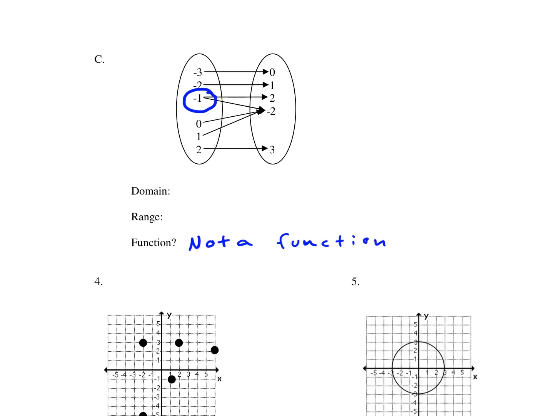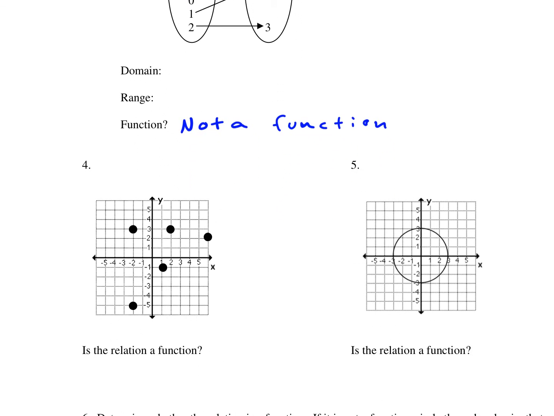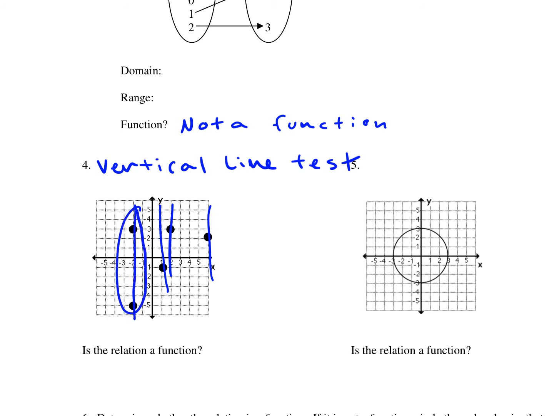All right, for the graphing ones, to determine if it's a function or not, we have to do the vertical line test. So if I put a vertical line through any of these points, does it hit 2 points? Yep, here. So is this a function? No. Not a function. If you put a vertical line through your graph and it touches at 2 points, it's not a function. What about for number 5? Not a function. If I put a vertical line here, touches at 2 points, so this would be not a function.